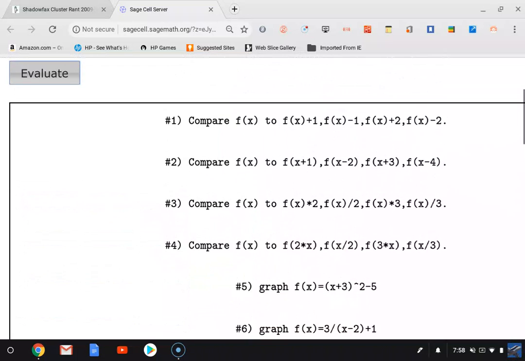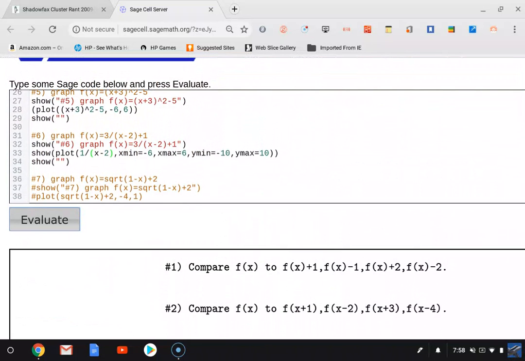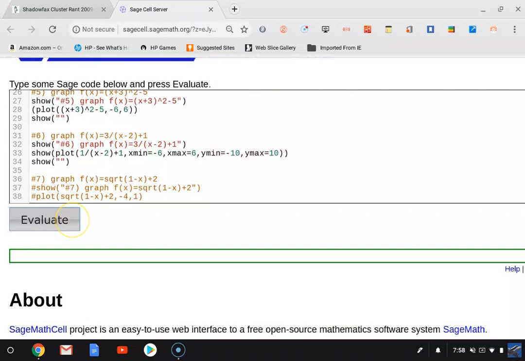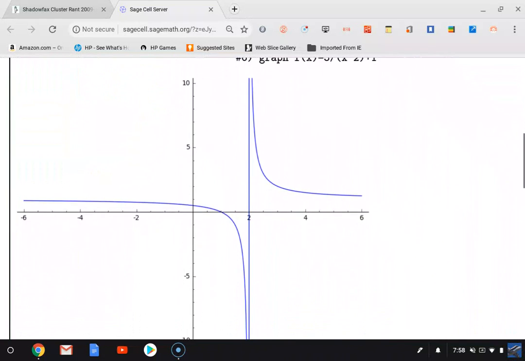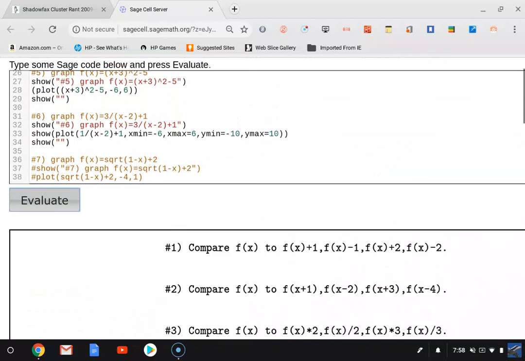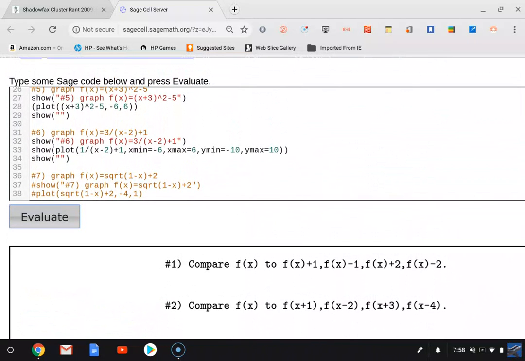Okay. And then what else did we want to do? Well, we wanted to add 1 to that. So isn't that going to shift up 1 unit? Okay, so instead of having a horizontal asymptote of y equals 0, now it's at y equals 1. There you go, perfect. And then what about the 3?